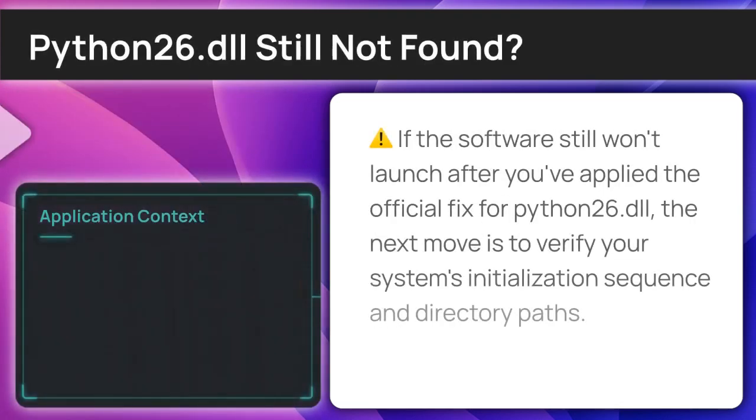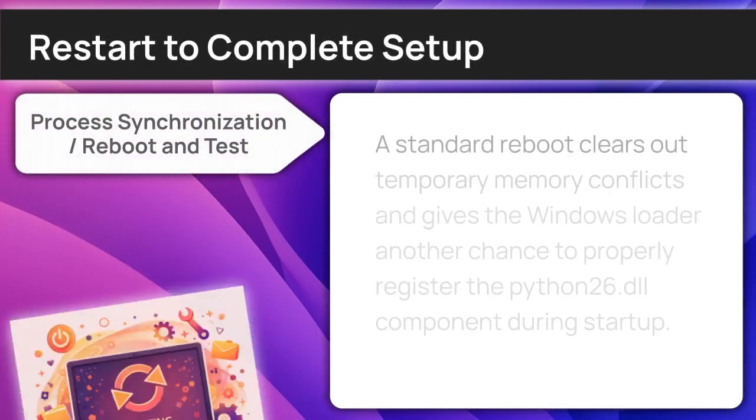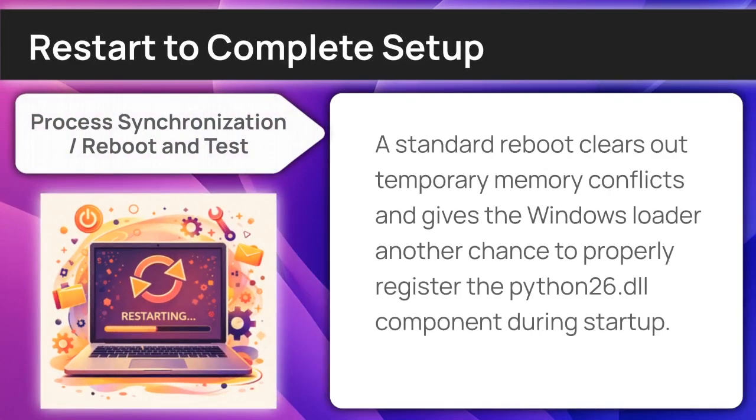Should the reinstallation fall short, the next step in our protocol is to validate the integrity of your system's startup environment. A simple restart can resolve file-in-use errors that mimic a missing Python26 library message. It's a low-effort step that ensures your operating system starts with a clean execution stack.